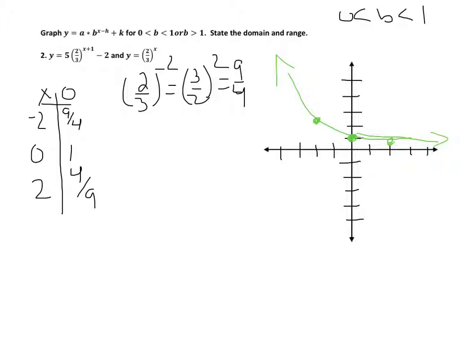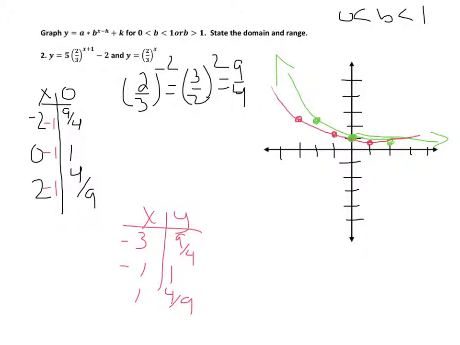Then the only shift was left 1. So what you can do is instead of add 1, you can say -1, -1, -1. So -3, -1, 1, and then these don't change. So we go -3, -1, 1. Okay. So there's the decay ones.